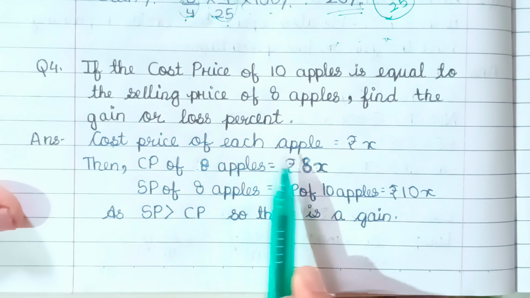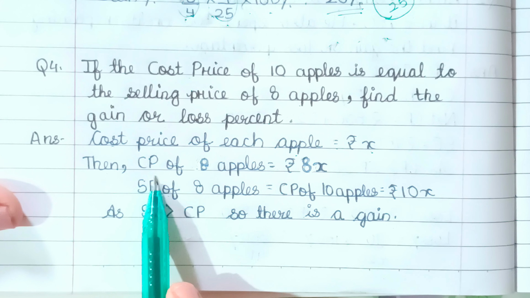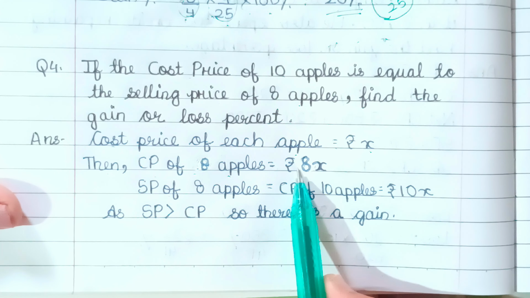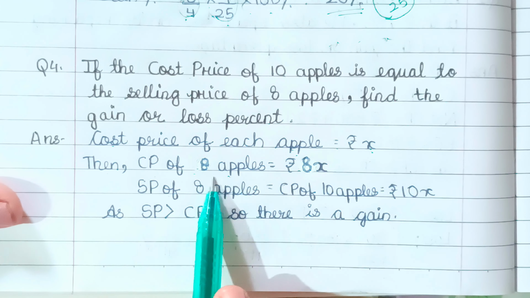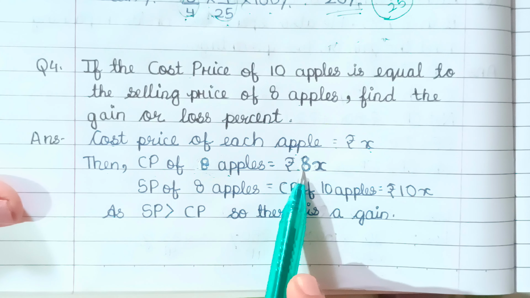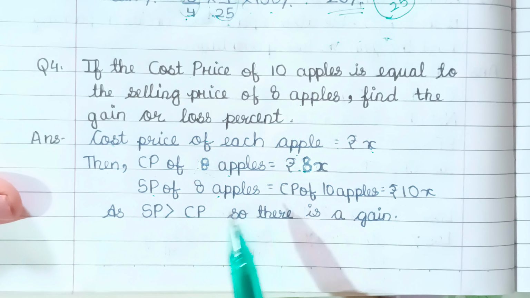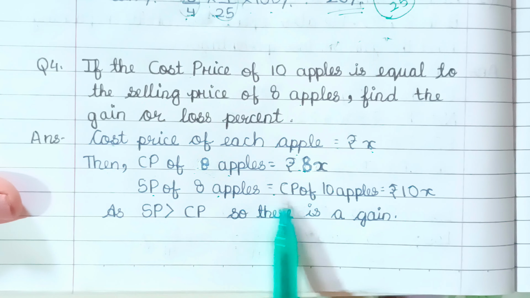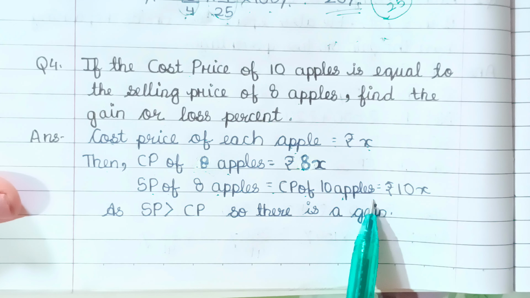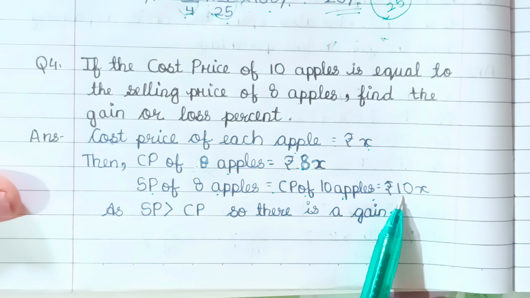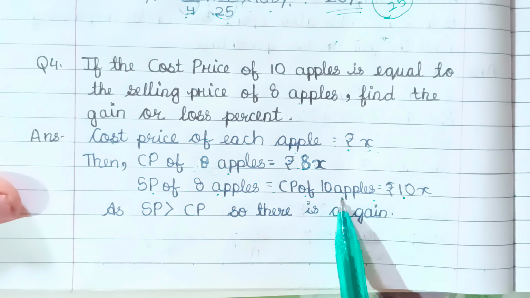The cost price of each apple, let it be X. Then CP of 8 apples becomes rupees 8X. If 1 apple costs rupees X, then 8 apples will cost obviously rupees 8X. Then the SP of 8 apples should be 8X. But what is it? It is equal to the CP of 10 apples, that is rupees 10X. We are counting it by CP, not by SP.